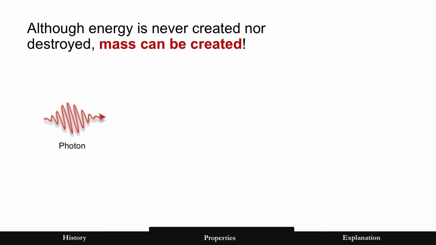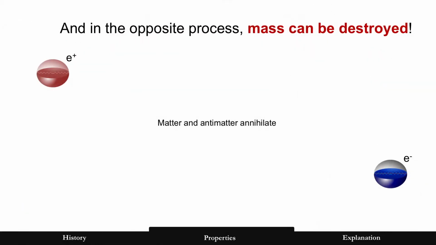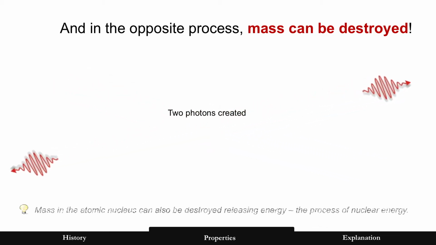And energy can never be created or destroyed, but mass can be. A massless photon can hit empty space and two particles are created, and these particles have mass. It's a process known as pair production. Similarly, matter and antimatter can annihilate. So here's mass being destroyed. Now, two photons are created, so energy is always equal, but mass is destroyed. And the same process happens in an atomic nucleus and nuclear energy.